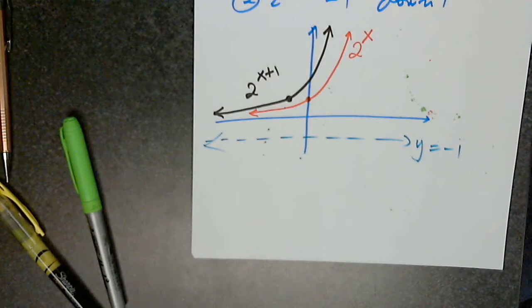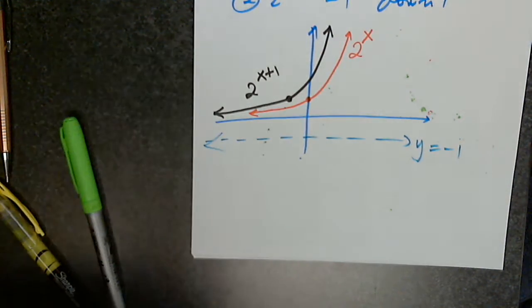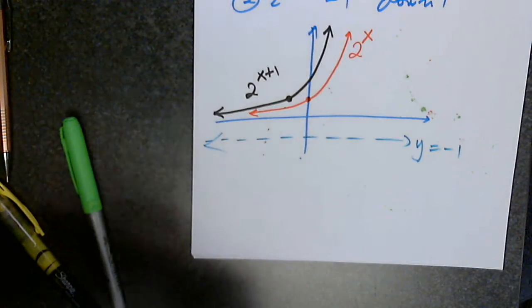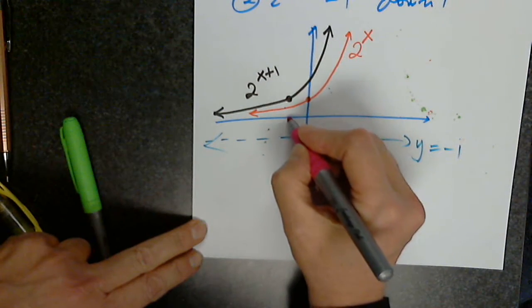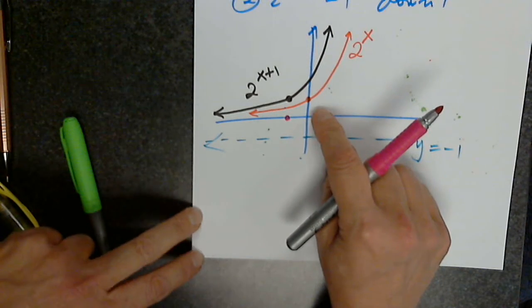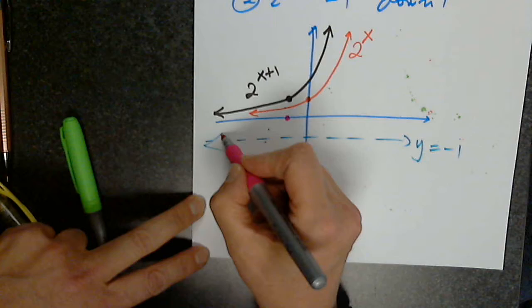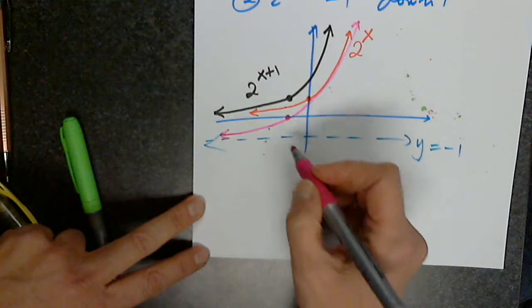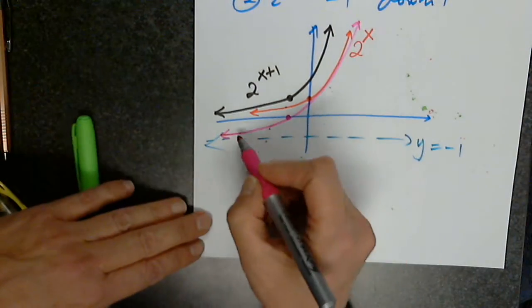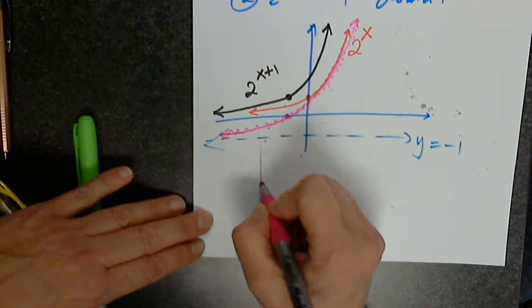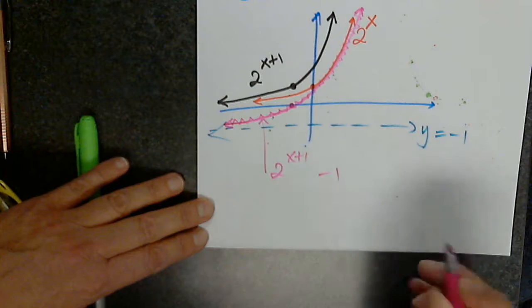And now please show me how to shift, or tell me how to shift this graph down 1. This graph has to shift down 1. Exactly. This point moves right here. I don't know exactly where it's going to cross the y-axis, but it has to be this. It can be a little bit higher, I don't know. So this is the graph using transformations of 2 to x plus 1 minus 1.